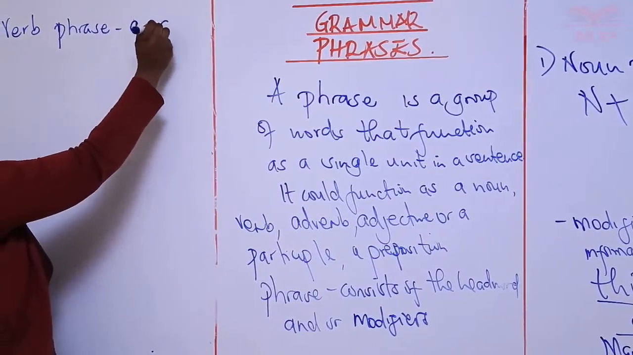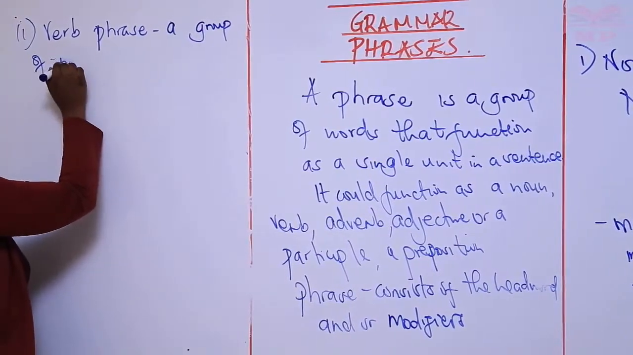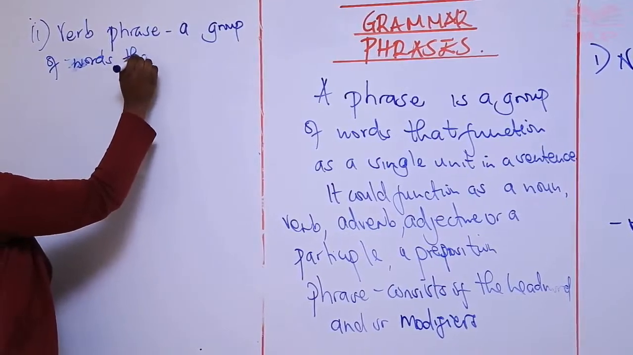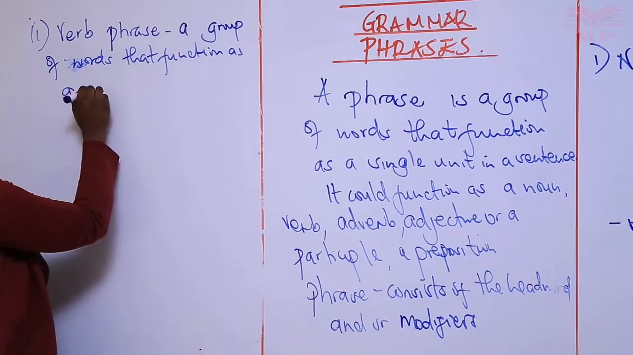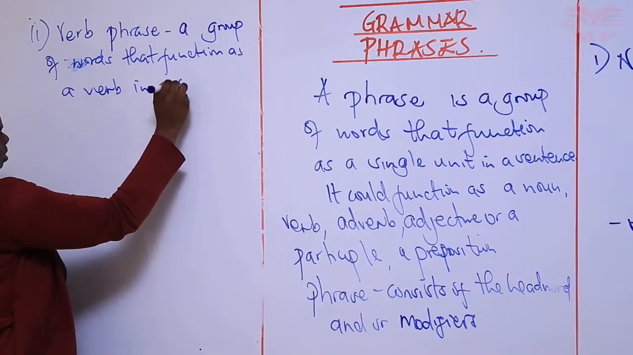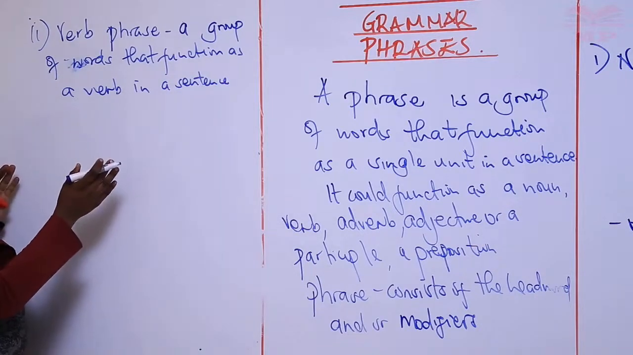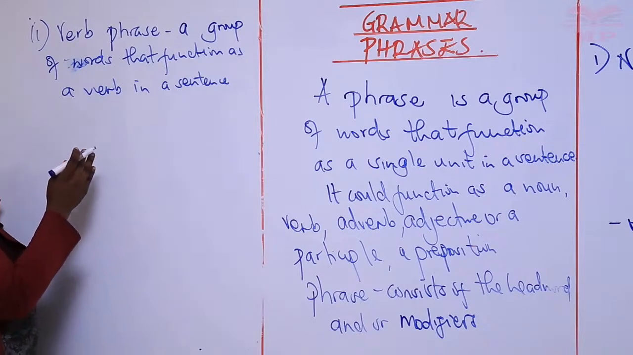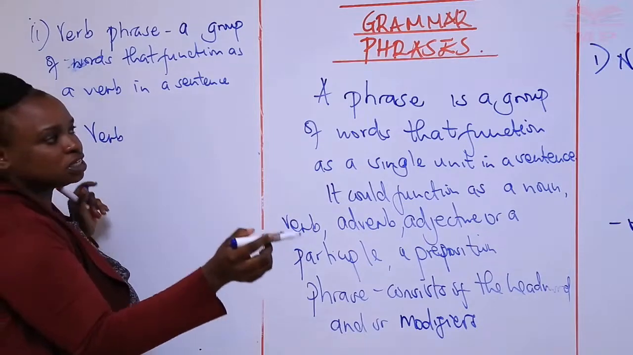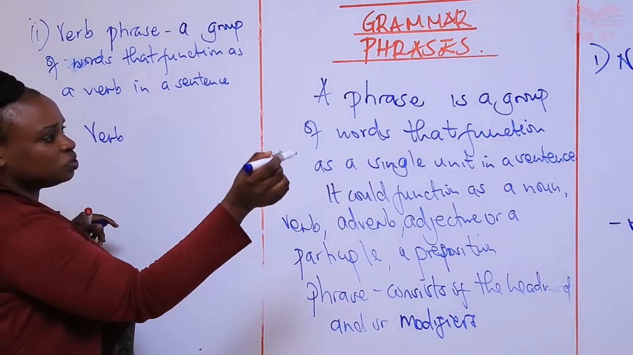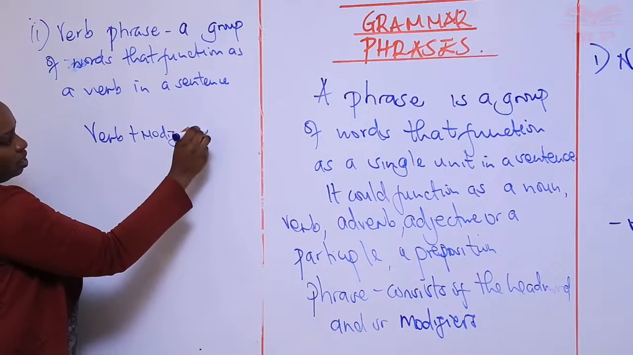So a verb phrase is a group of words that function as a verb in a sentence. So the verb phrase will contain again the head word and its modifier. The head word in the verb phrase is a verb. The head word in the noun phrase is the noun and its modifiers. So the verb plus its modifiers will now make up the verb phrase.